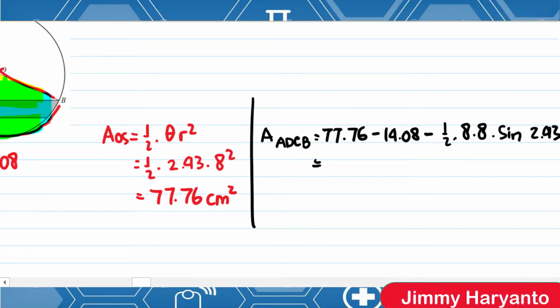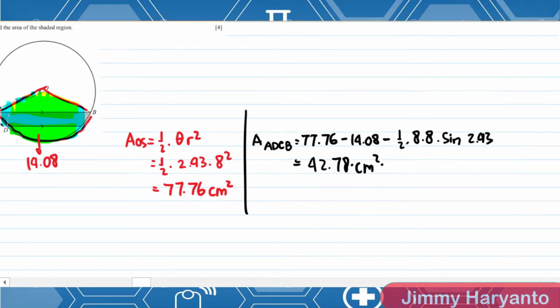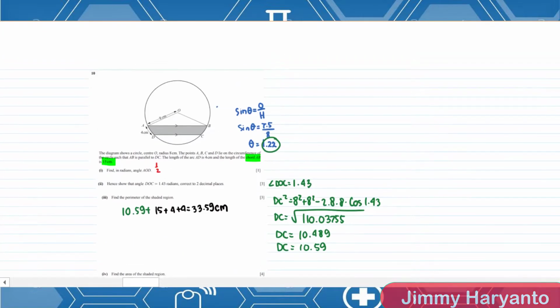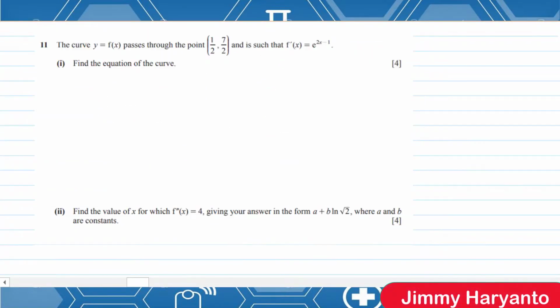If you have another way, just tell me, okay? Sine 2.43. Okay, so the answer is 42.78 centimeter square. Whoa, that's it, guys. That is for number 10. Okay, next is number 11, the last one.